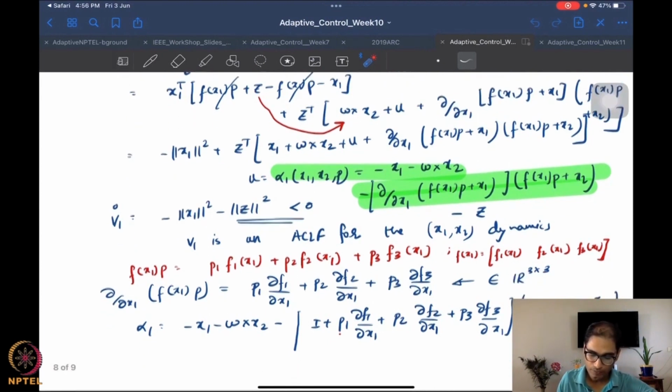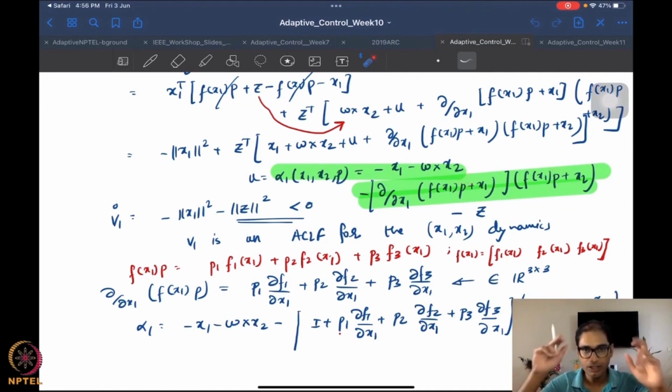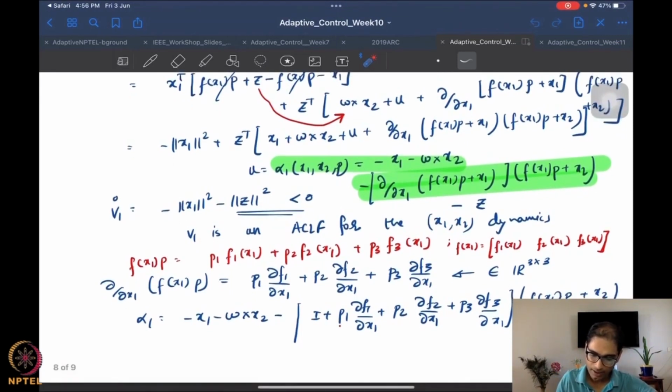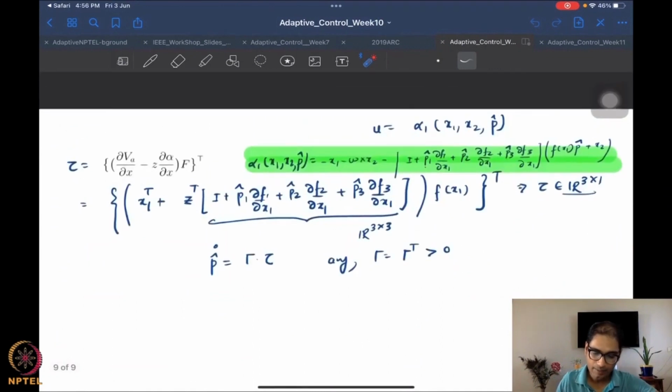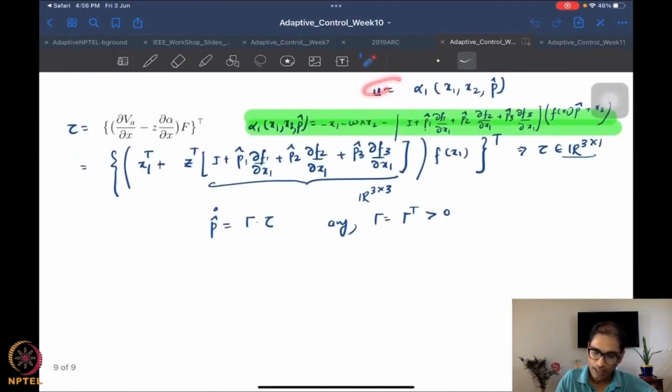Eventually the control still requires you to replace P by P hat, which is like the certainty equivalence idea, right? So anyway, this is of course expanded into this here. It's the same thing, just expanded out here, right? And then of course we had the adaptive law. So in the control, like I said, the P gets replaced by a P cap.